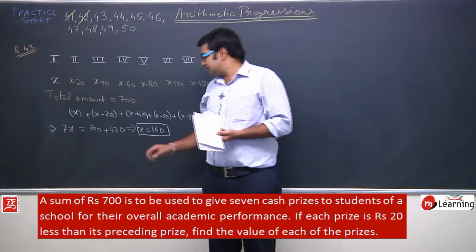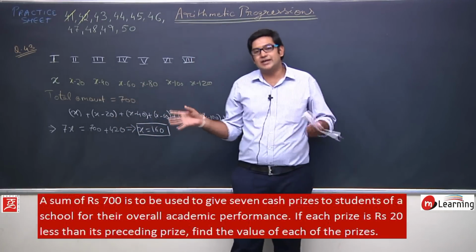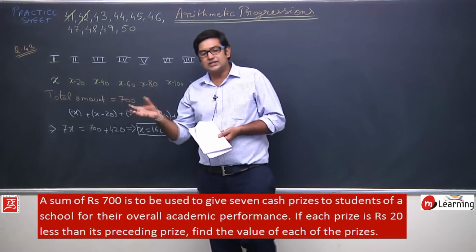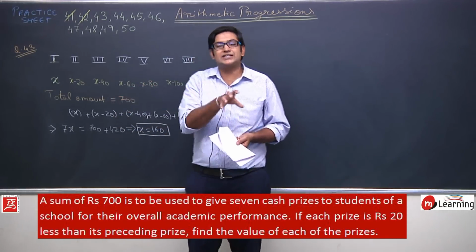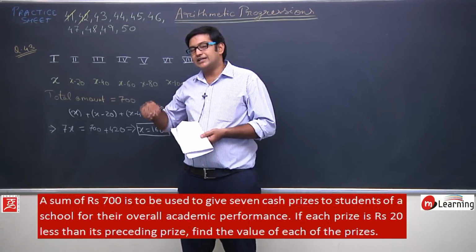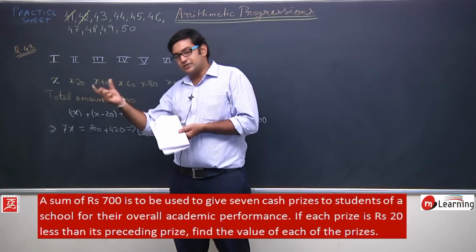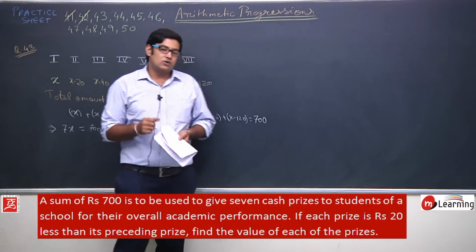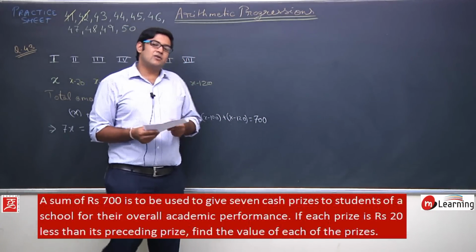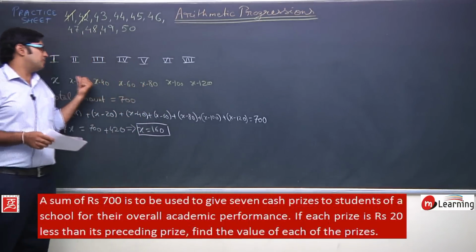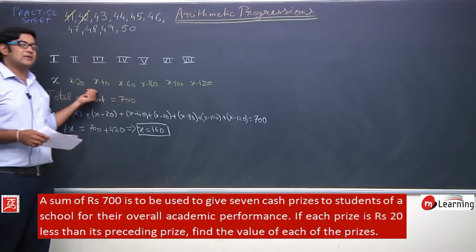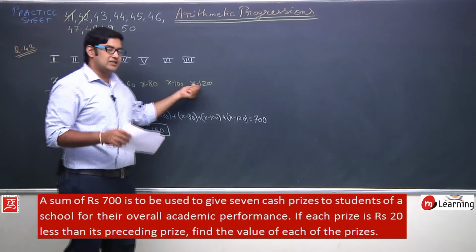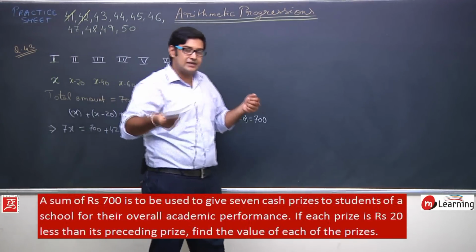You can see this is not much related to the arithmetic progression. It is just a simple application of the basic concept of arithmetic progression, that is the common difference. You can see the difference between two consecutive prizes is 20 rupees. One more important thing is that I have taken the first prize as rupees x, and then I have subtracted, making each subsequent prize 20 rupees less than the preceding one.